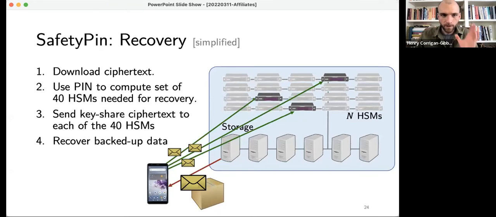So that's how backup works. Recovery is pretty straightforward. What the phone does is it downloads the ciphertext that is stored in the data center. It uses the PIN to compute the set of HSMs it needs to talk to for recovery. And then it asks these 40 HSMs to decrypt each of their corresponding key shares, and then it recovers the backed up data. So the phone just has to talk to these 40 HSMs to complete the recovery process.